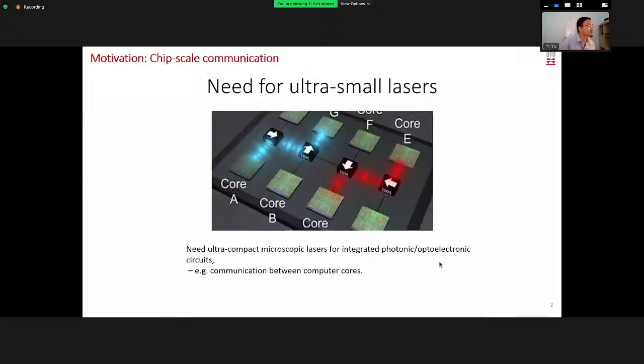So to begin with, I will describe the motivation of our work, which relies on chip-scale communication. As we know, for integrated photonic or optoelectronic circuits, ultra-compact microscopic lasers are needed. A specific example is that these lasers can be used for communication between CPU cores, as the transmission loss in the optical domain is much smaller than in the electronic domain.